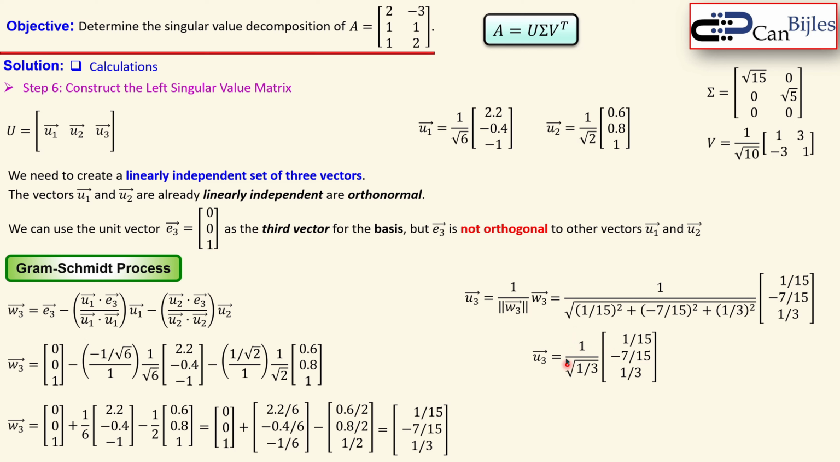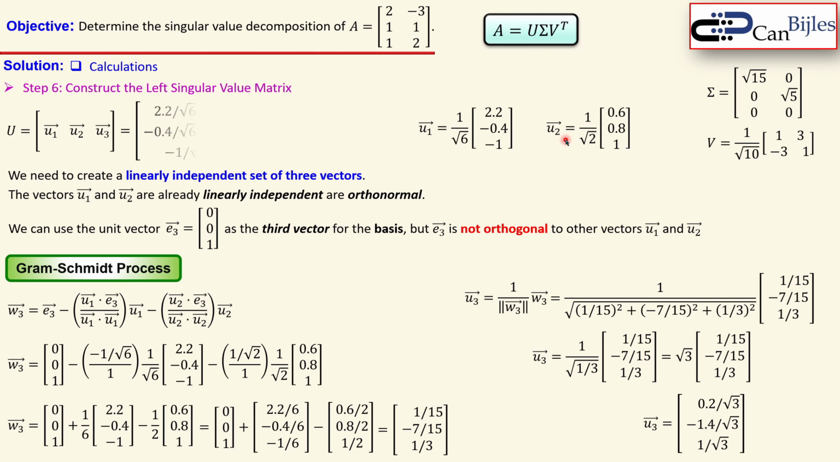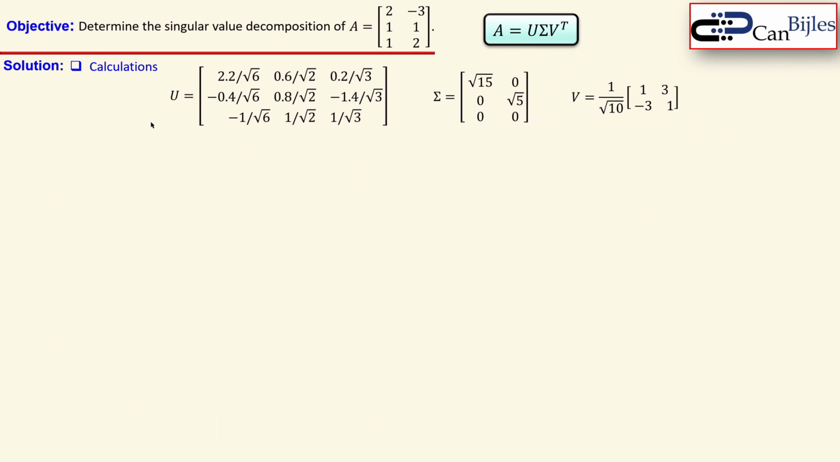Now 1 over the square root of 1 over 3 means actually the square root of 3, and if you process that here, clearly you get this result for U3. That can then be put in here using also these two vectors, and now we have our U, which is our left singular value matrix.